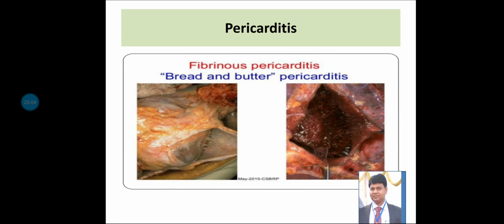and when we open these two layers, we will see serrations in between the two layers. Because of these serrations and spike-like projections between the two layers, they appear like bread and butter, so it is also called bread and butter pericarditis.